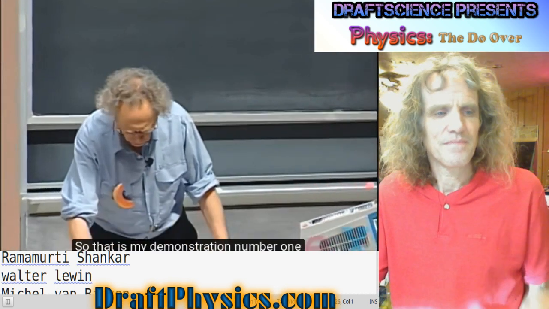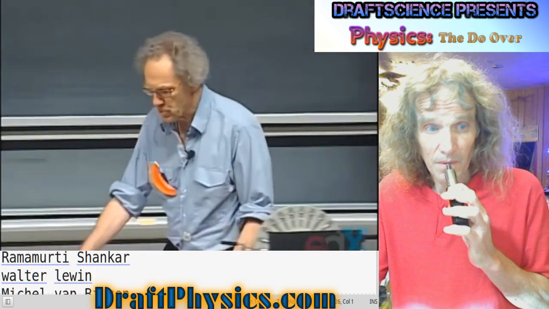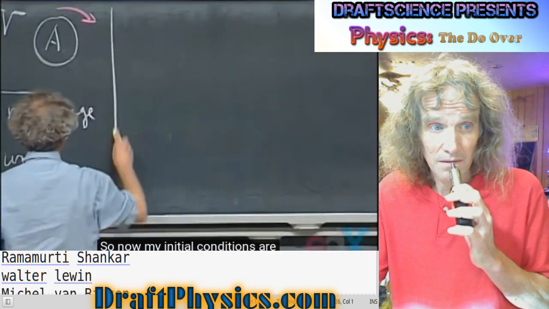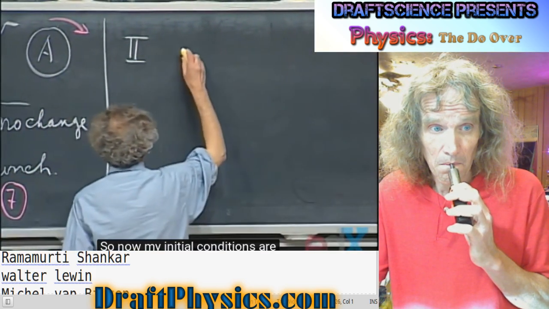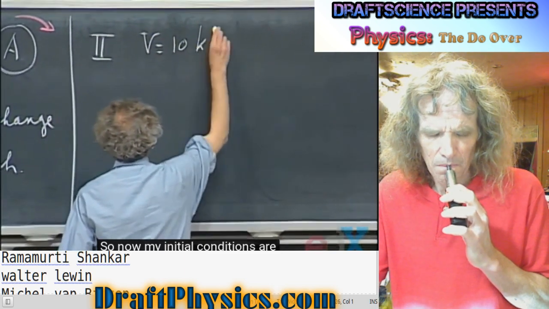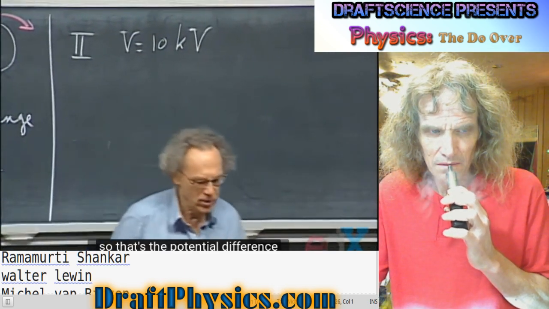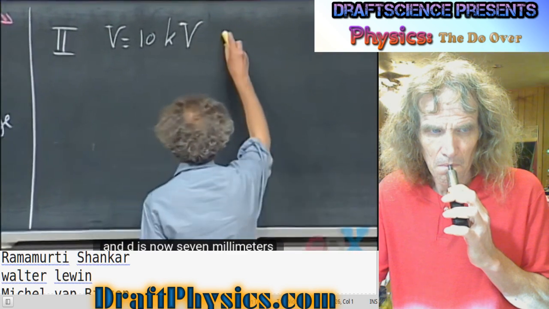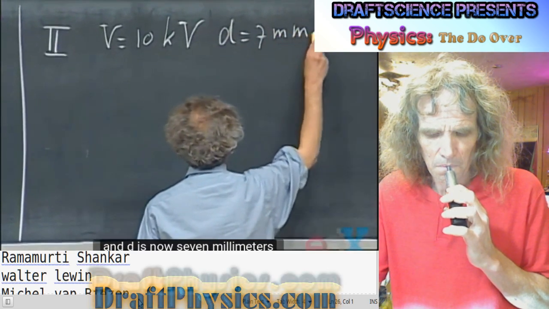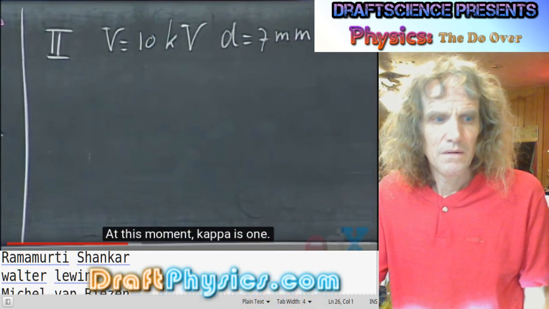Number 1, a repeat of what we did last time. So now comes number 2. So now my initial conditions are that V is now 10 kilovolts. So that's the potential difference between the plates that I have now. And D is now 7 millimeters, and I'm not going to change that. At this moment, kappa is 1.